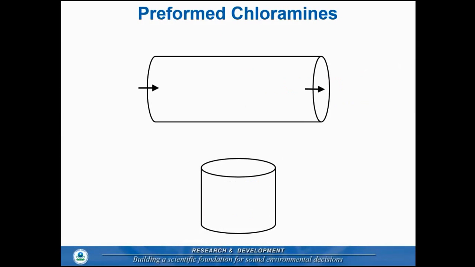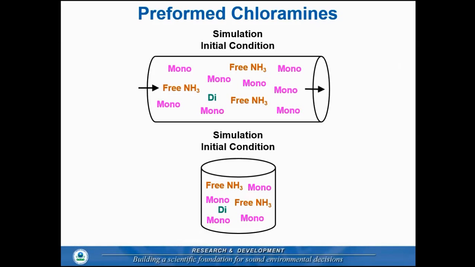The next would be preformed chloramines, and as it says, we're just talking about a solution here that you have monochloramine, dichloramine, free ammonia. You've already formed your chloramines, and you want to see how long they're going to stick around. I just want to mention at the top here, I'm just representing kind of pipe flow. I'd like to mention ideal pipe flow, and the bottom is a beaker, essentially in a lab, for instance.